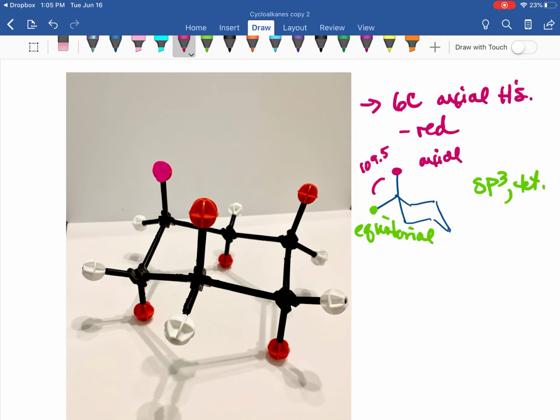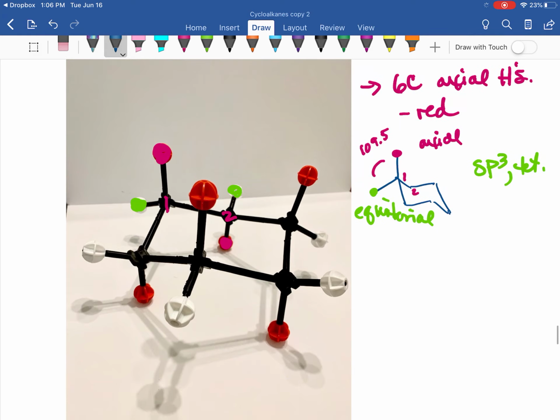So let's look. Here's our axial. And then on this carbon number 1, here's our equatorial. Okay. So as we work our way around to carbon number 2, here is our axial. Remember, your axial now is down. And here is your equatorial. It is kind of out. So how do you draw that?